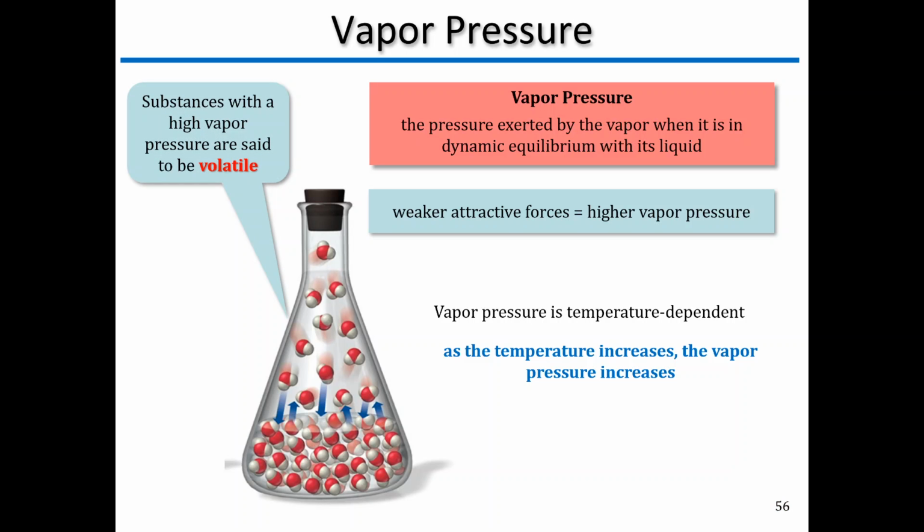Again, if a substance has a high vapor pressure, it is said to be a volatile substance. Maybe you've heard the term volatile organic solvent. These would be solvents that have weak attractive forces and evaporate very easily. So they have high vapor pressures, in other words.